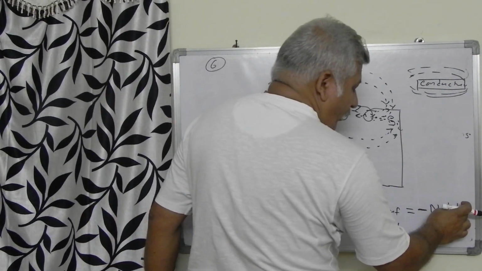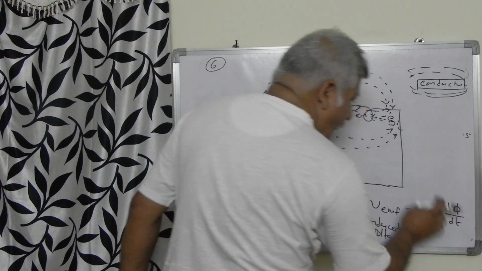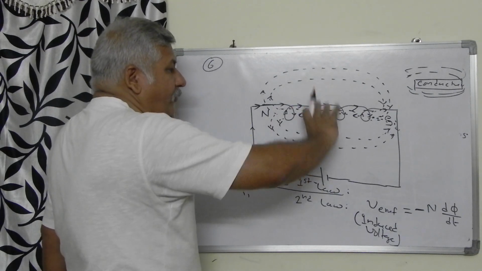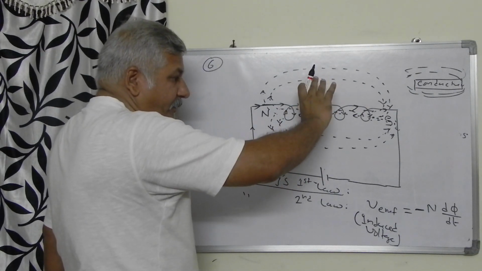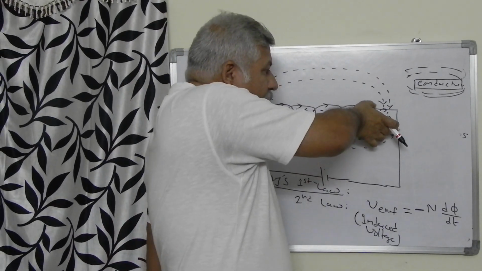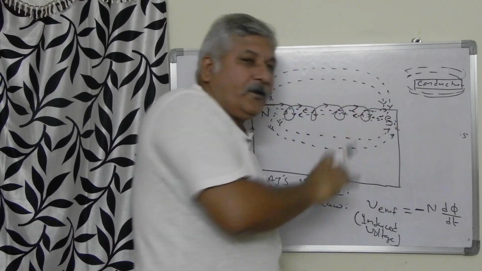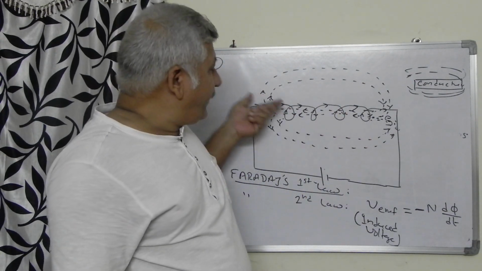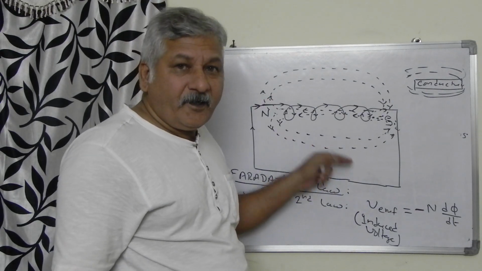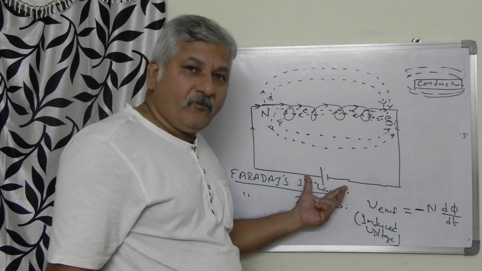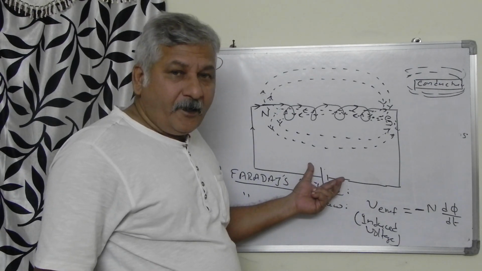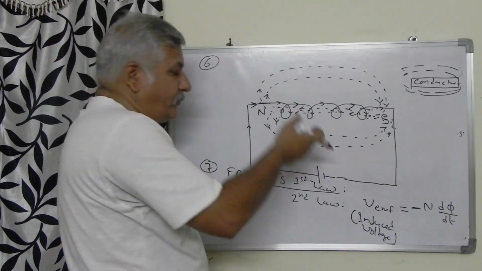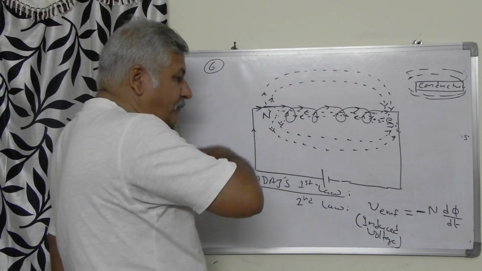Second thing, if we increase the rate of change of flux, means if we change this flux, right? Flux means total number of magnetic field lines which are coming out from the North Pole. So this can be changed by increasing or decreasing the amplitude of this voltage. If you increase the voltage, then the number of the magnetic field lines will increase. You decrease the voltage, it will decrease, right?